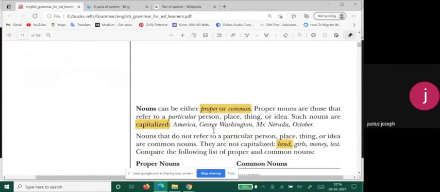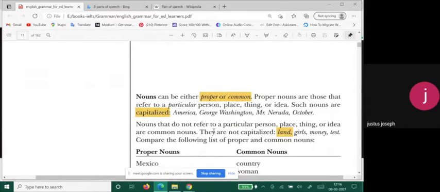So put a heading noun. Nouns are of two types. One is a proper noun, one is a common noun. So write noun and make two arrows under it, left and right. On one side write proper, the other side write common. Write the heading noun. Make two arrows left and right. On one side write proper, on the other side write common.